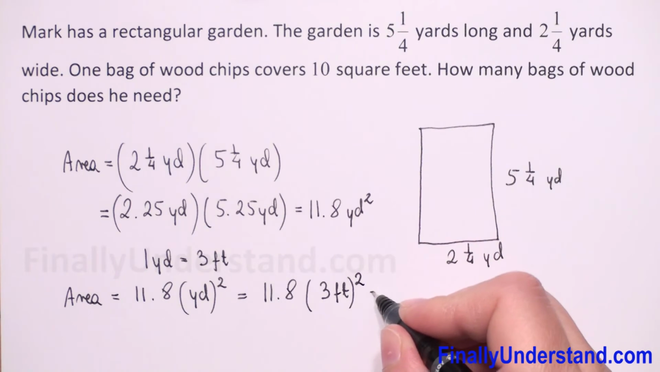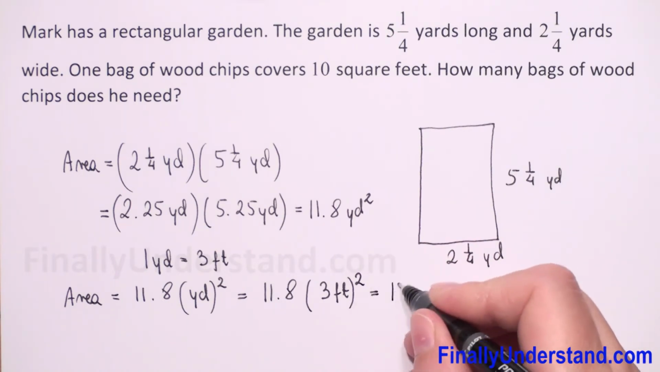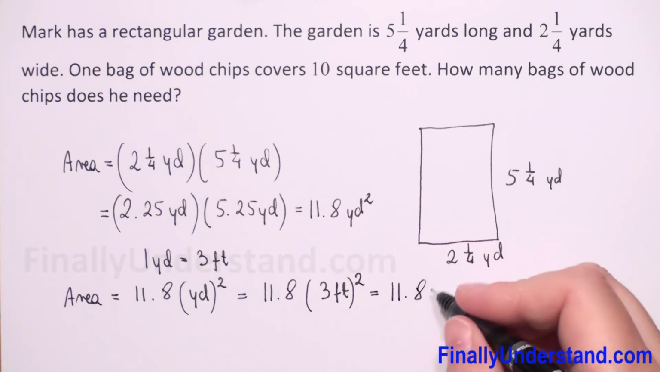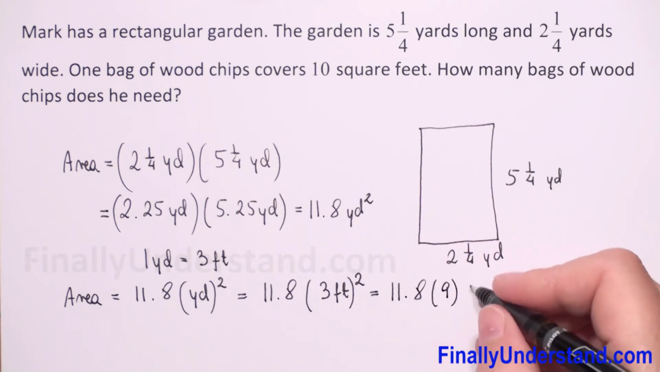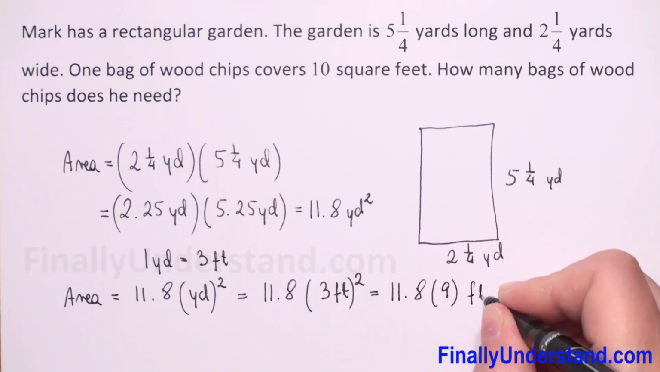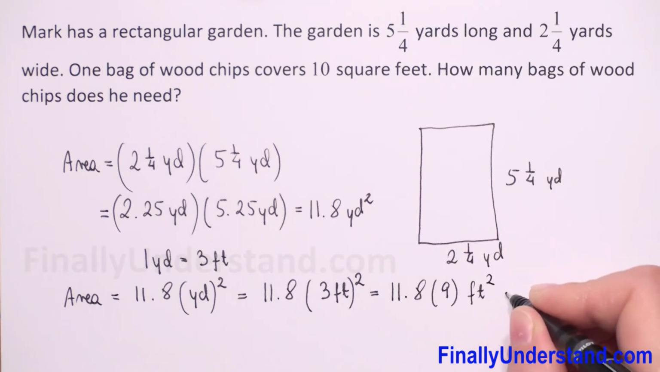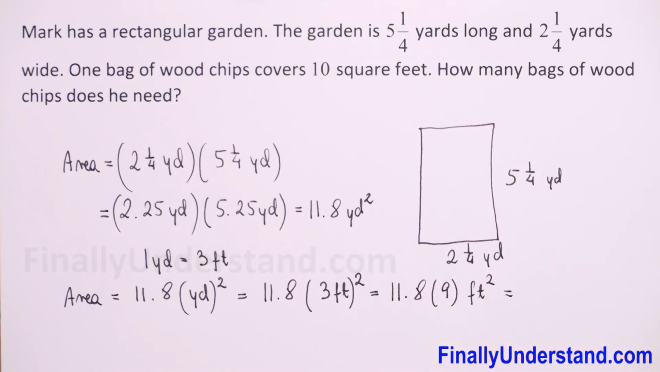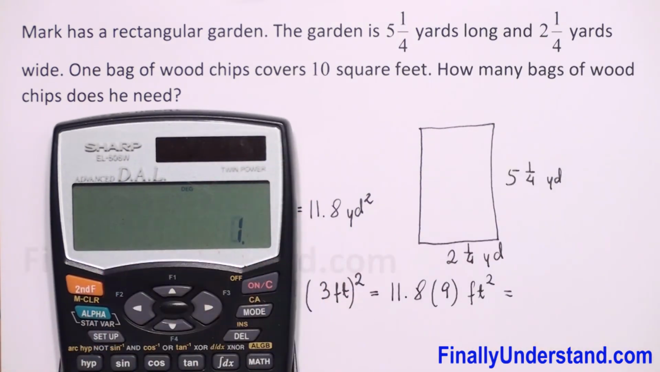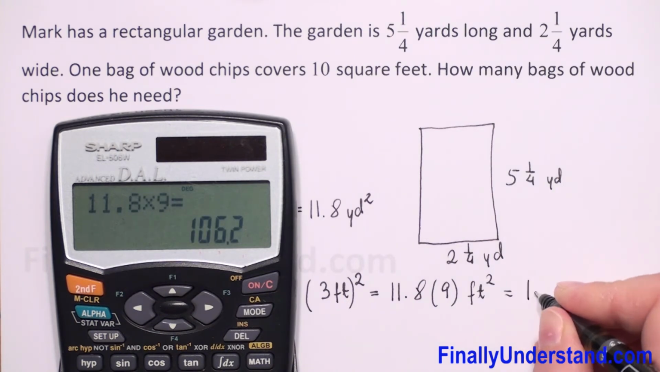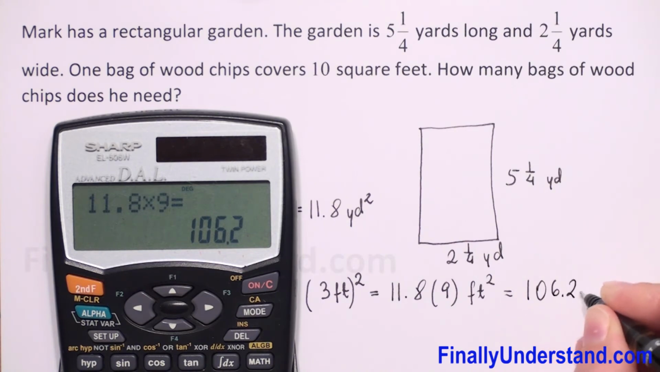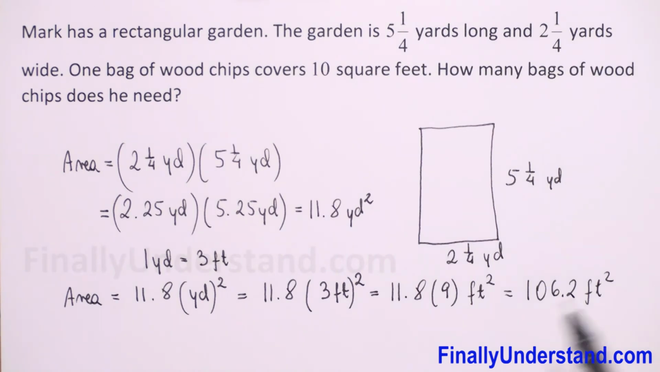squared. So this is equal to 11.8. 3 to the second power is 9. And we have square feet. So this is equal to 11.8 times 9. This is equal to 106.2 square feet. Now we have found our area in square feet.